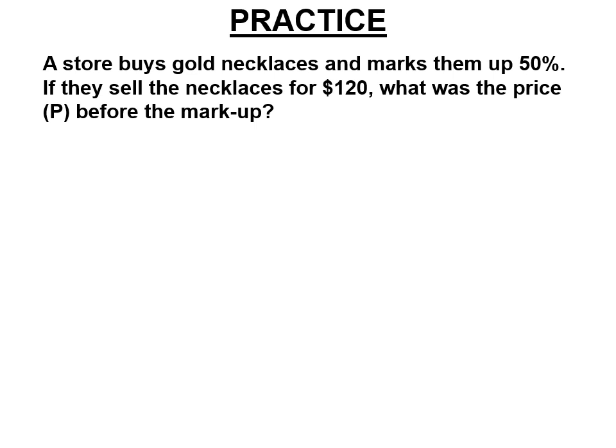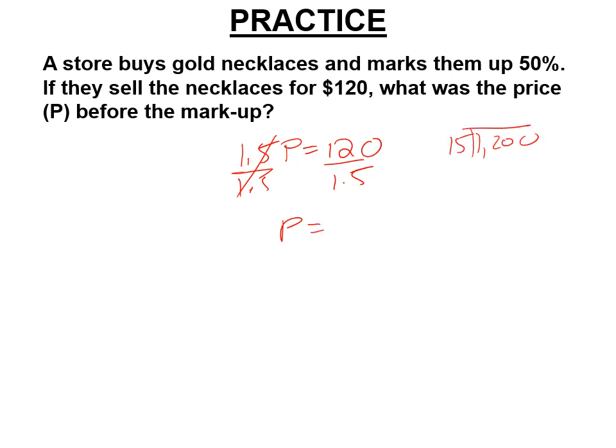Marks them up 50%. All right, so they've been marked up. So 1.5, right, 150% times the original price was 120, right? The original price has been marked up 50%. So we're dividing both sides by 1.5, and you get 1,200 divided by 15. 15 into 120. I feel like we just did that. And we did. And it's $80.